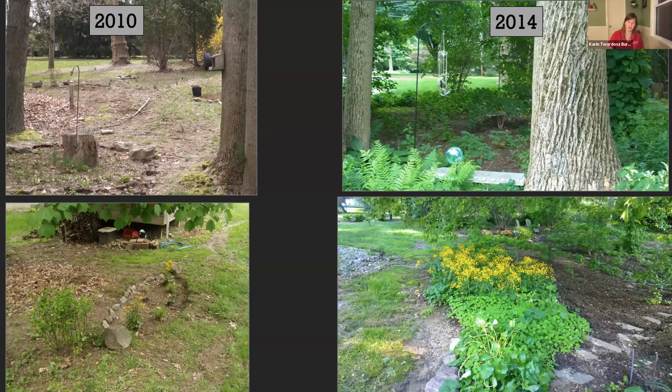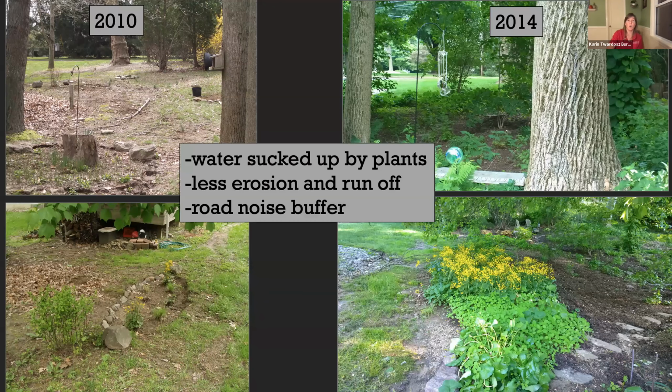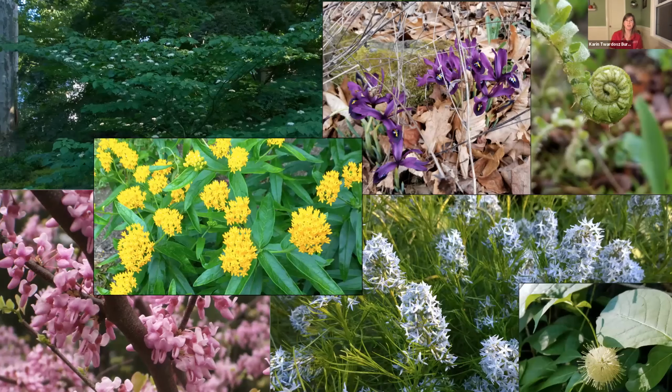They now have a native canopy, but they're also getting an understory coming up, and I think it looks very nice. Water is being sucked up by the plants, and they do have less erosion and runoff. And personally, I think there's less road noise, creating a buffer. There's also the added bonus that there's just very pretty aesthetic components to this landscape at this point that I think was missing from the mown grass landscape.